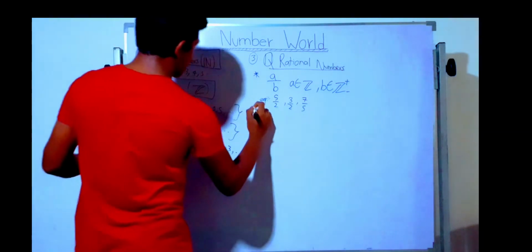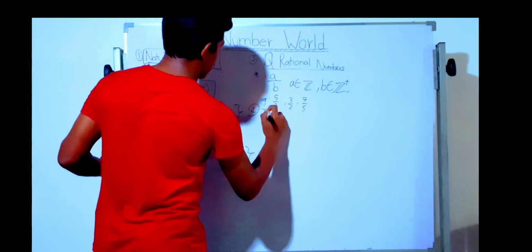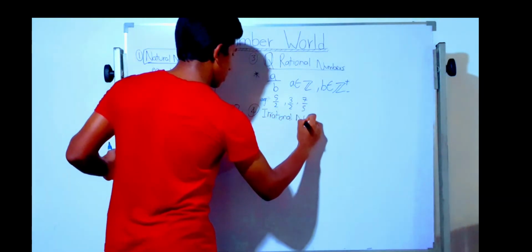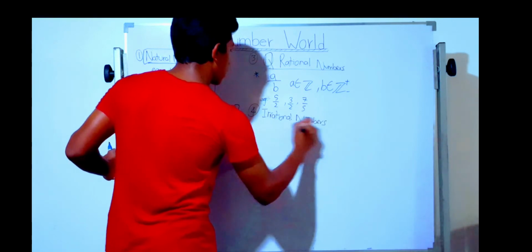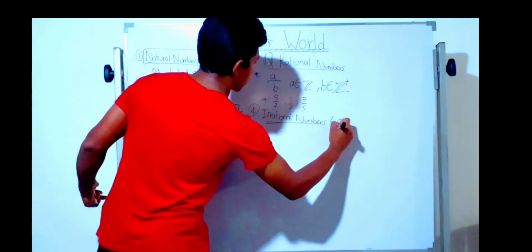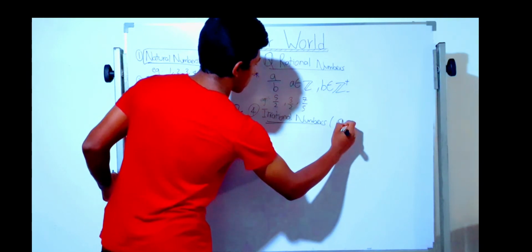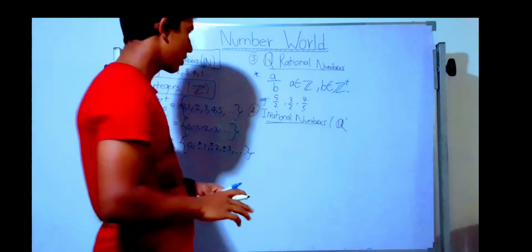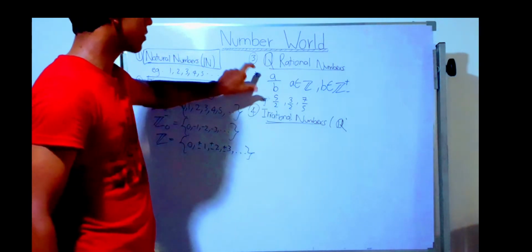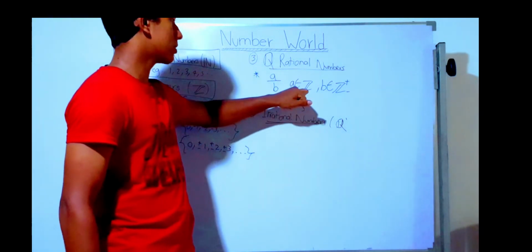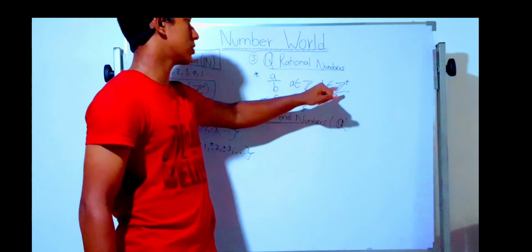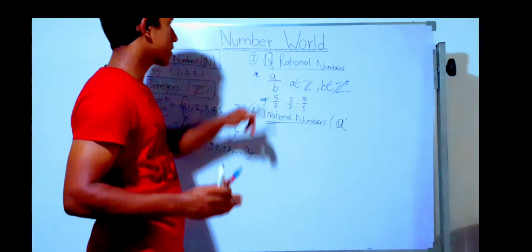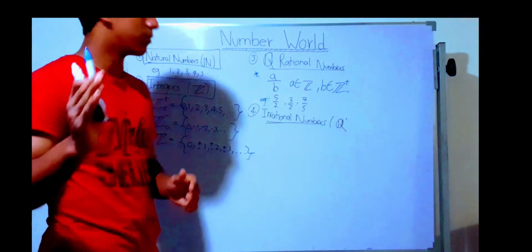Okay, so next topic would be the irrational numbers. Irrational numbers, the symbol would be the same as that with a dash. Okay, so what are irrational numbers? Now for rational numbers you learned that it is a over b, where a is an element of an integer and b is an element of an integer which is positive or negative. So irrational numbers are numbers which cannot be represented by this fraction.